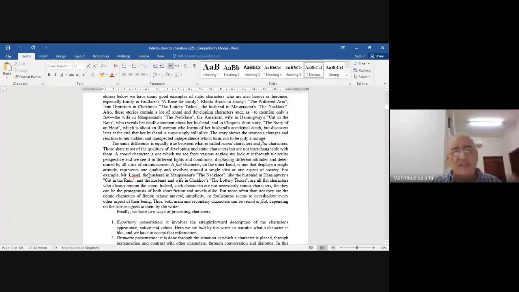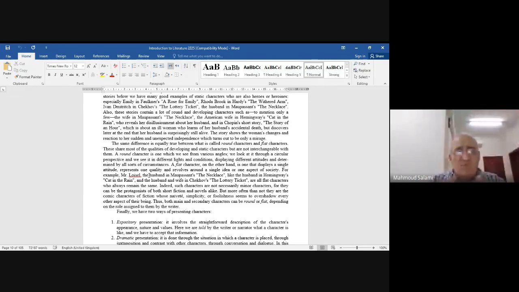So a round character is one which we see from different angles, through a circular sort of perspective. We see it in different lights, different conditions and different attitudes. Whereas a flat character is fixed, one which displays only a single attitude, single quality, single idea, one aspect of society. This is what we call flat, absolutely the same, like that, whereas round is like a ball.